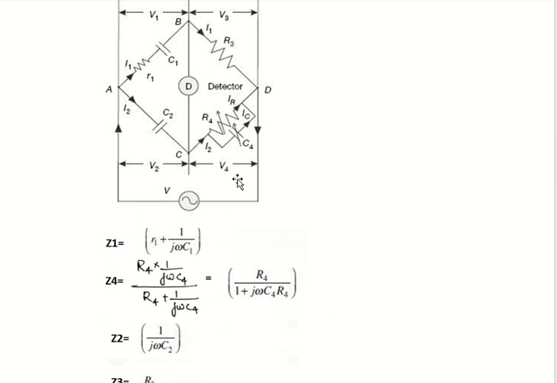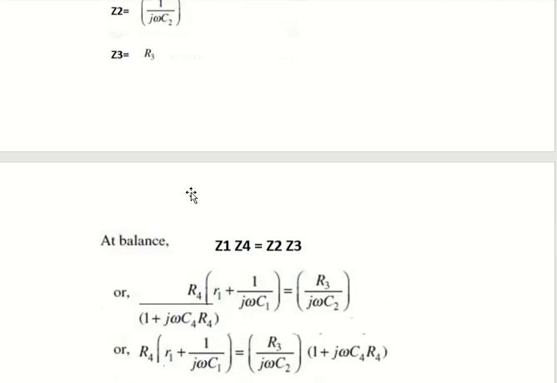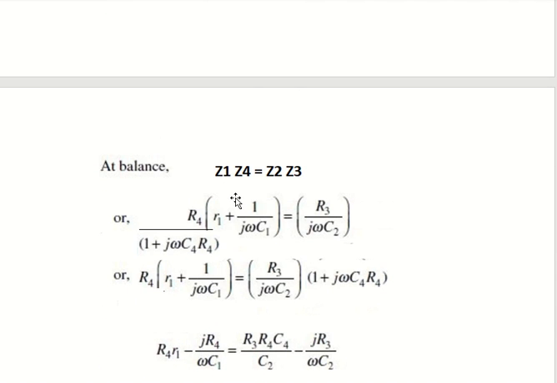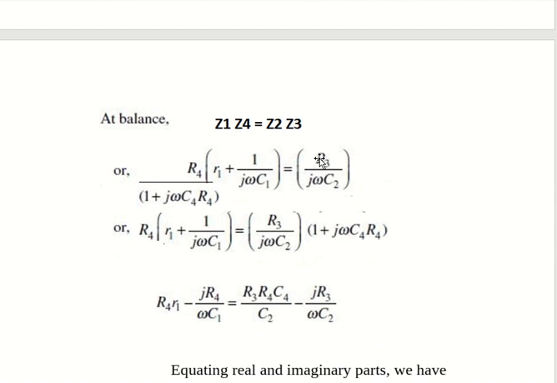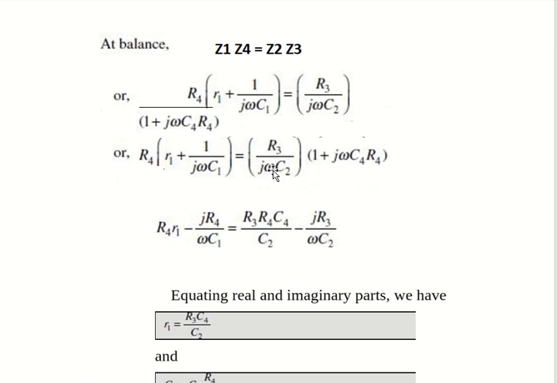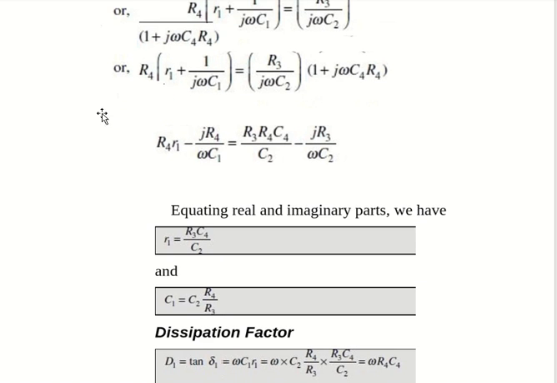We know that the product of impedances of opposite branches are equal, that is Z1 Z4 equals Z2 Z3. Z1 is R1 plus 1 by j omega C1. Z4 is R4 by 1 plus j omega C4 R4. Z3 is R3 and Z2 is 1 by j omega C2. Cross multiply the denominator. So R4 into R1 plus 1 by j omega C1 equals R3 by j omega C2 into 1 plus j omega C4 R4. It is R4 R1 minus j by omega C1 into R4 equals, multiplying these two terms, you will get this equation.